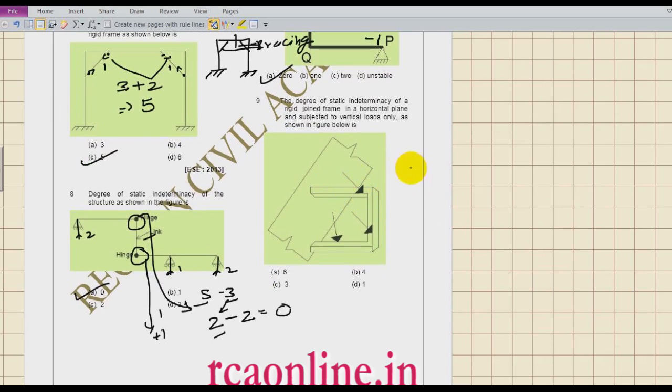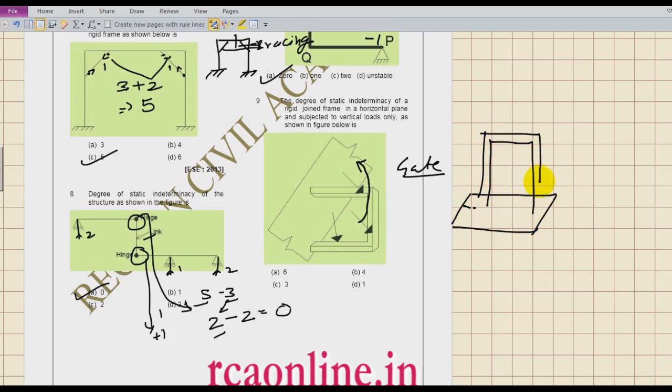Come to the last problem. This is a tricky problem asked in GATE. So it has been asked to find the static indeterminacy. At first glance, it looks like a 3-dimensional structure. But if you just rotate this, you will see that it is like this. Okay, this is something like that. Just try to rotate it. Is it okay? So this is very simple. 1 cut, 3. Is it okay? Clear? So the answer is 3.